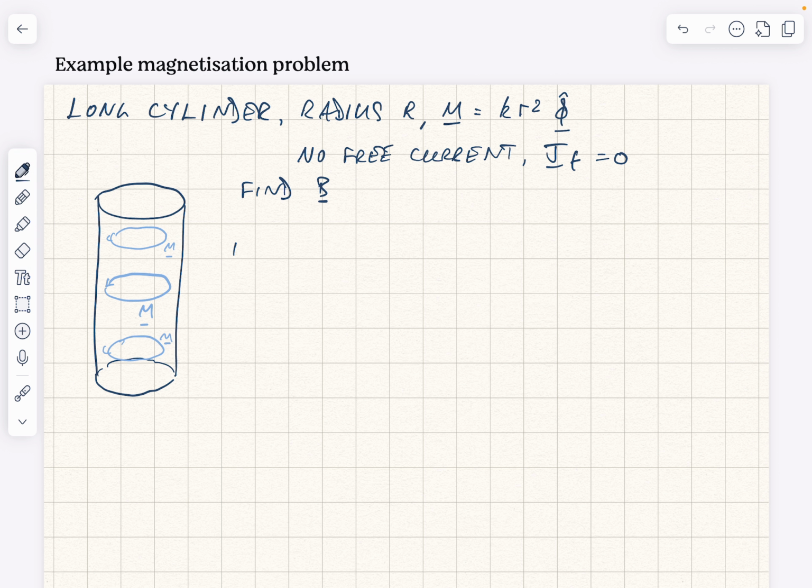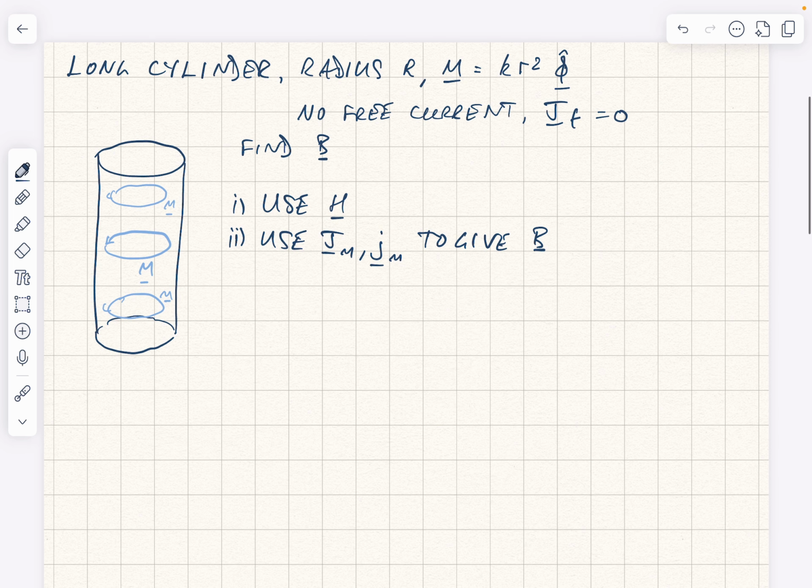So there are two ways that we can think of to find B. First of all is we can use H, the magnetic intensity, and in this case of course there's no free current, so that's actually probably going to be quite helpful and useful. The second way is to use the magnetisation current densities in the material to give B. We're going to think about both of those.